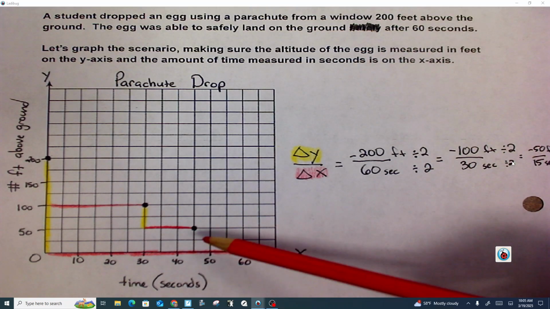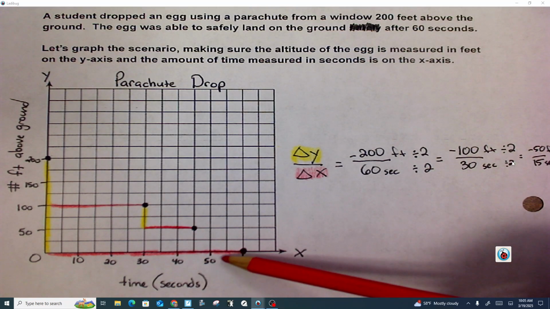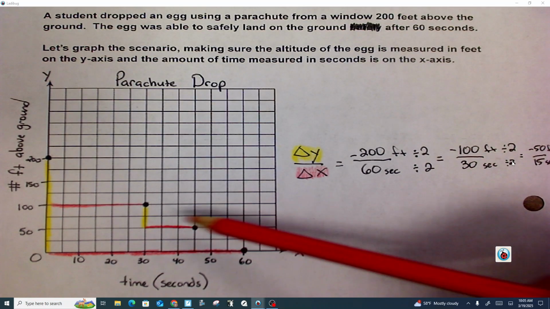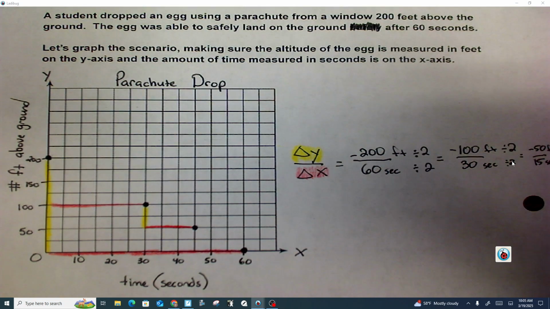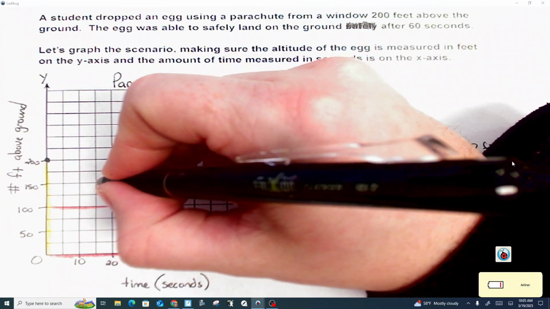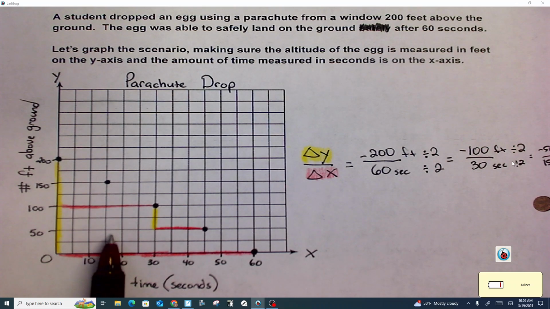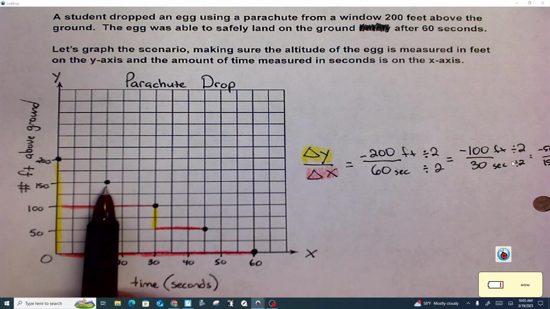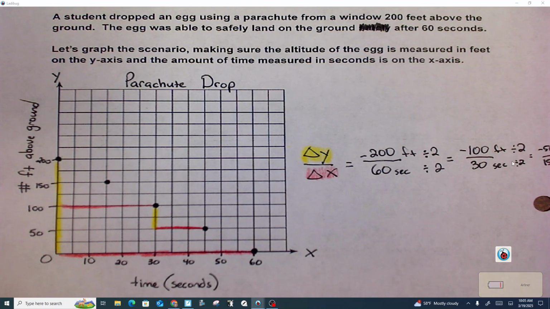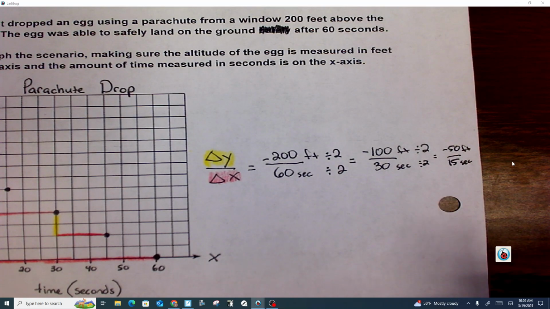And then you can see again, it can drop by 50 feet and move over 15 seconds, and we're down on the ground. All of these dots are legitimate. And there's another point that we could put right here. How do I know it? Because I can drop 50 feet and move over 15 seconds. See how that's right at 15 seconds? And so all of these dots are making a fantastic line, and this rate of change is very, very useful.